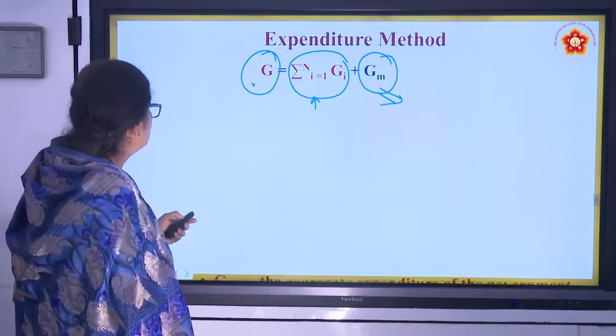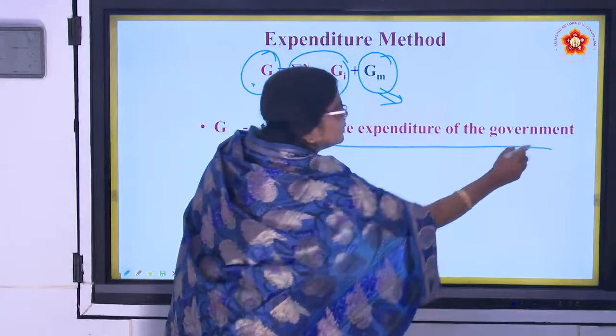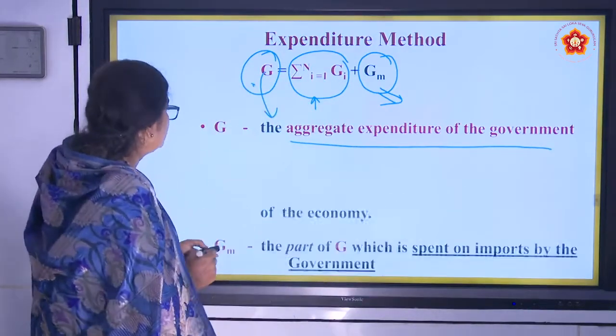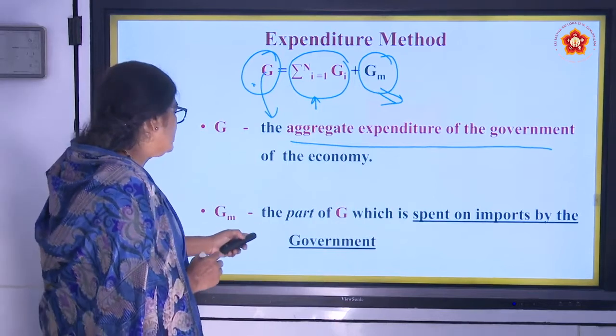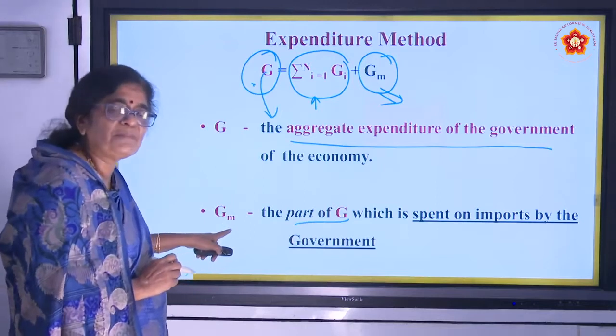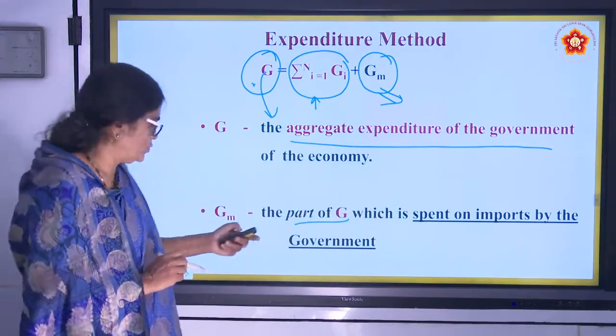You have to understand that. Therefore, capital G is what? The aggregate expenditure of the government. That is this capital G. The next one, capital GM is what? The part of G spent by the government on imported goods, on imports.